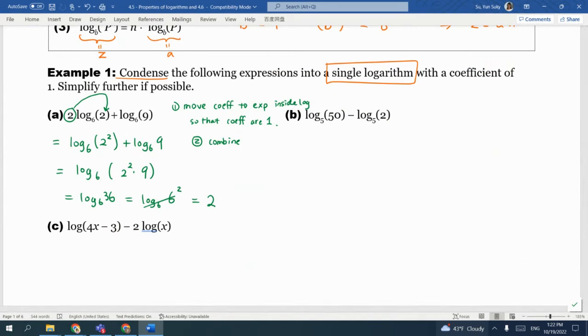Yes. Okay, keep going. Part B. We check: are all the coefficients 1? Yes. So we can combine. It's a subtraction, so when we combine, we get what? Product or quotient? Quotient. So we have log 50 over 2, combined into a quotient. Good. What is 50 over 2? 25. What's 25? Yeah, see? You can simplify.